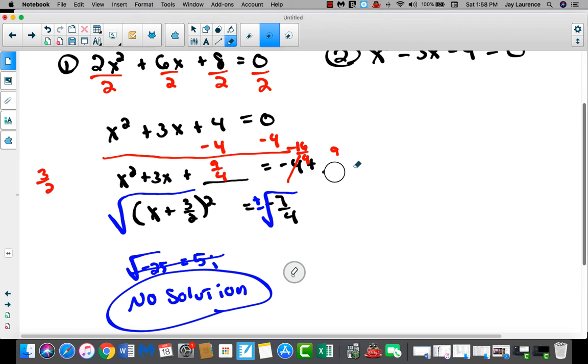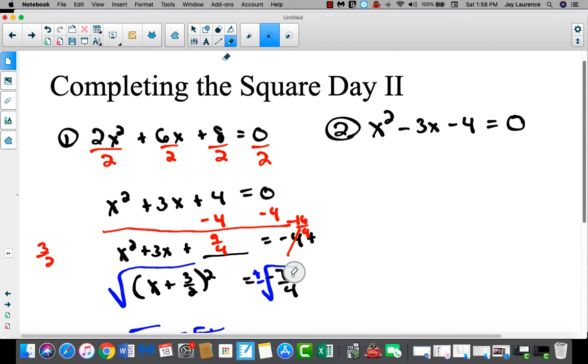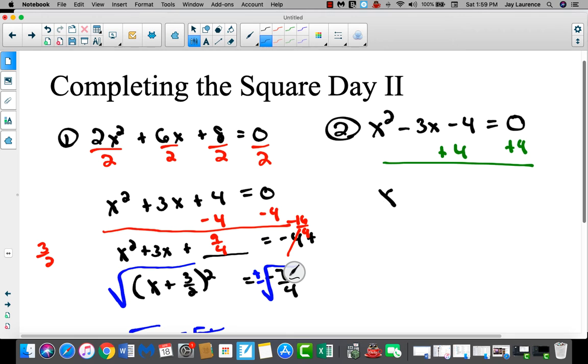All right, so problem number 2. A is already 1. Yes, it is. So I will just add 4 to each side. Okay, I'll add 4. And that will get me x squared minus 3x plus a blank. And that will equal 4 plus a blank.